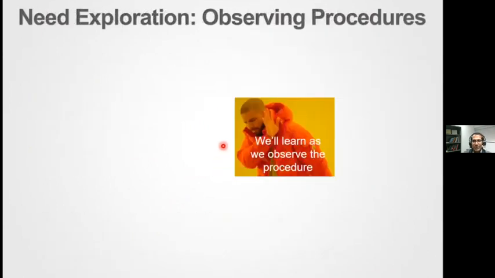When observing a procedure, this is a lesson I learned. When you're going out there to observe procedures, you shouldn't assume that you'll go there and learn when you're observing the procedure.